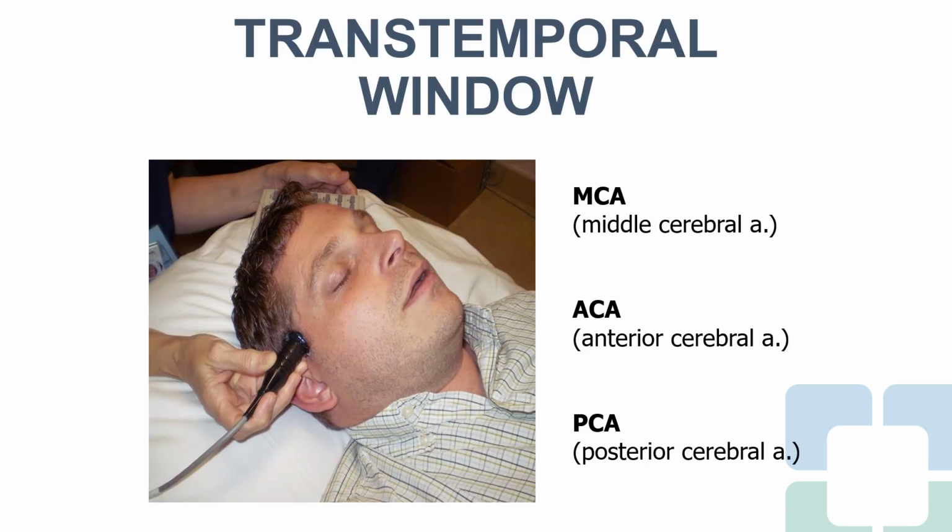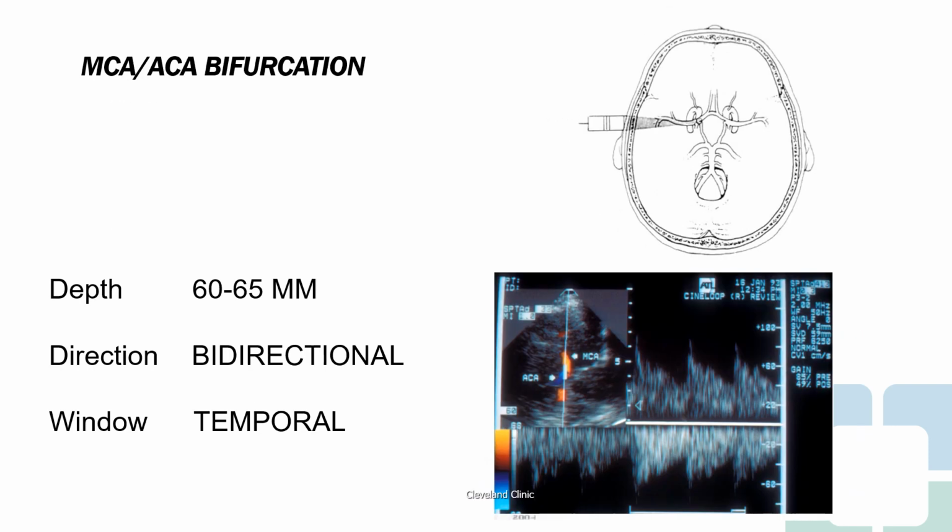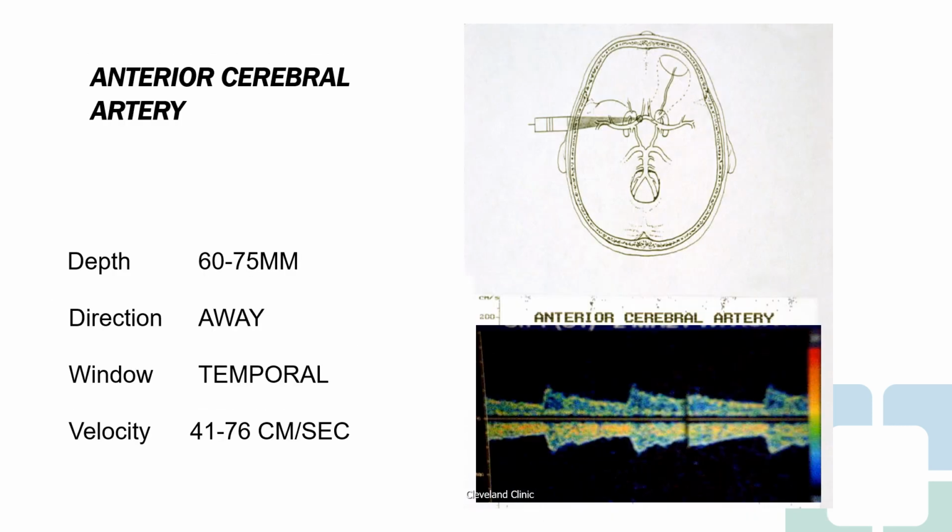On the TCD exam, there are 3 windows. The transtemporal window is the first. You can see the MCA, the ACA, and the PCA through this window. The MCA is at a depth of 45 to 60 millimeters. Direction is towards the probe. The window, again, is temporal, and the velocity is 40 to 86. The MCA-ACA bifurcation has bidirectional flow at 60 to 65 millimeters in the temporal window. The anterior cerebral artery is at a depth of 60 to 75 millimeters. Direction is away. The window is temporal, and it's 41 to 76 centimeters a second.